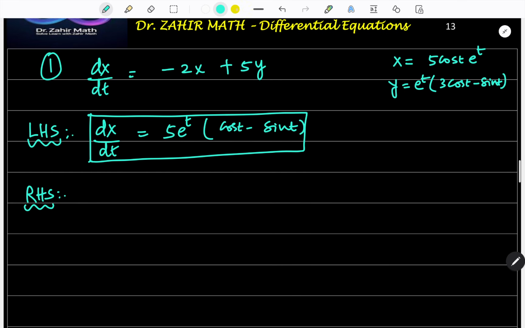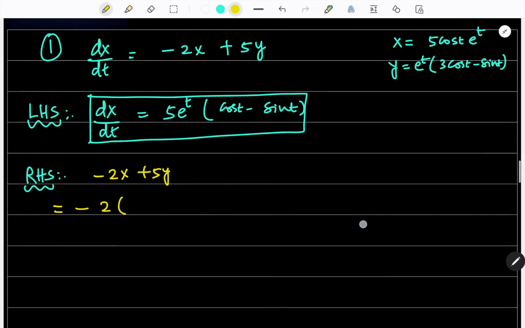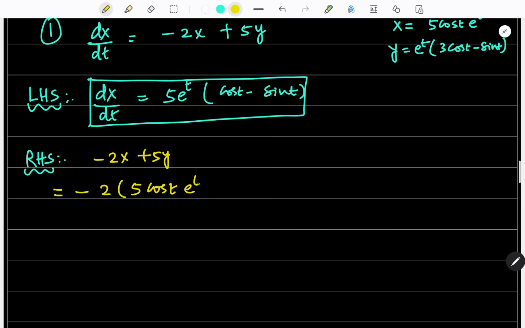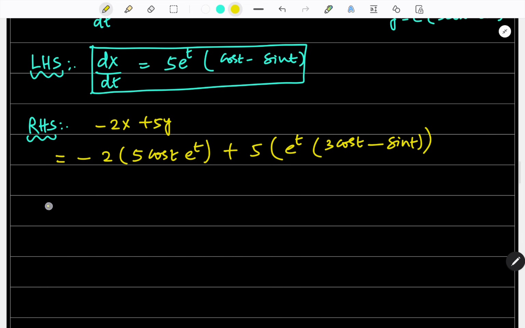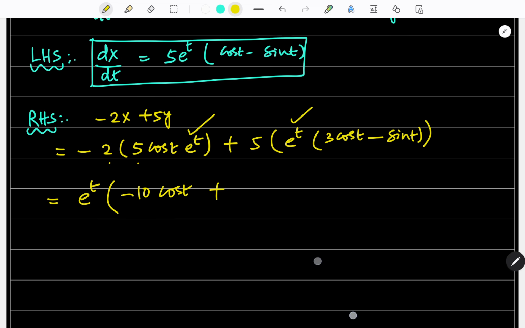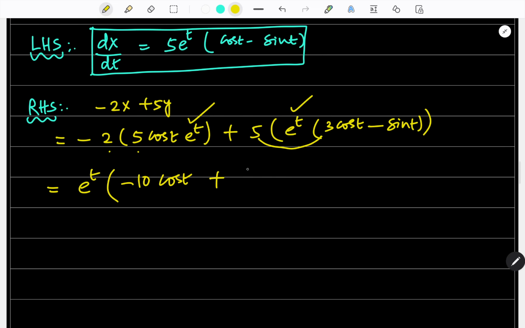My right hand side is minus 2x plus 5y, which is equal to minus 2 times 5 cosine t e power t, plus 5 times e power t times 3 cosine t minus sine t. Let me take e power t common. So here it is minus 10 cosine t, because 2 times 5 is negative 10, and then 5 times 3 is 15 cosine t, and 5 times 1 is negative 5 sine t.